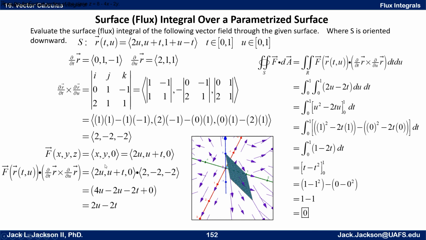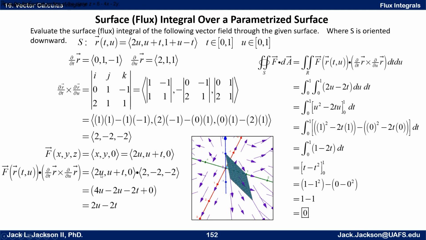Now our vector field is x, y, 0. You rewrite that in terms of u's and t's. The x is 2u, that's our parameterization, so you replace that. And the y is u plus t, so we replace that as well. Then we're going to need the dot product of the F and this cross product here. So you put this guy here, in terms of u and t, dotted with this one up here.